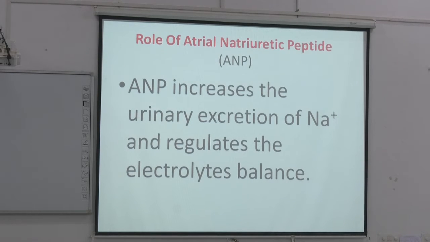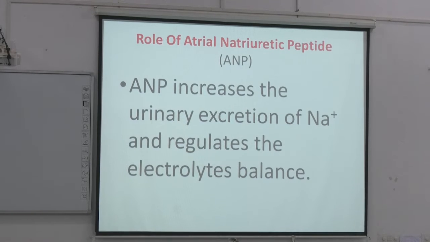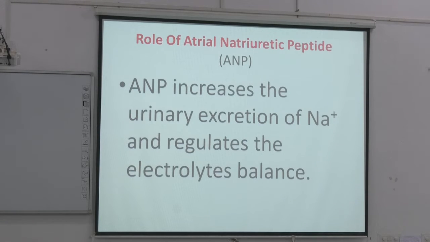What is GFR? Glomerular filtration rate. That is, blood plasma is filtered through the glomerulus per minute. If the blood flow increases, ultimately the filtration rate increases. So more and more sodium is excreted out. So it is related with the GFR.